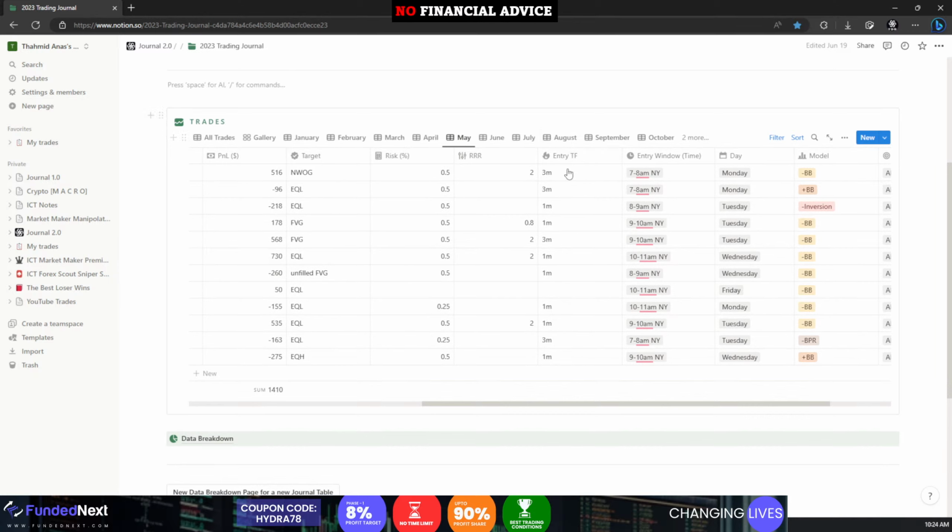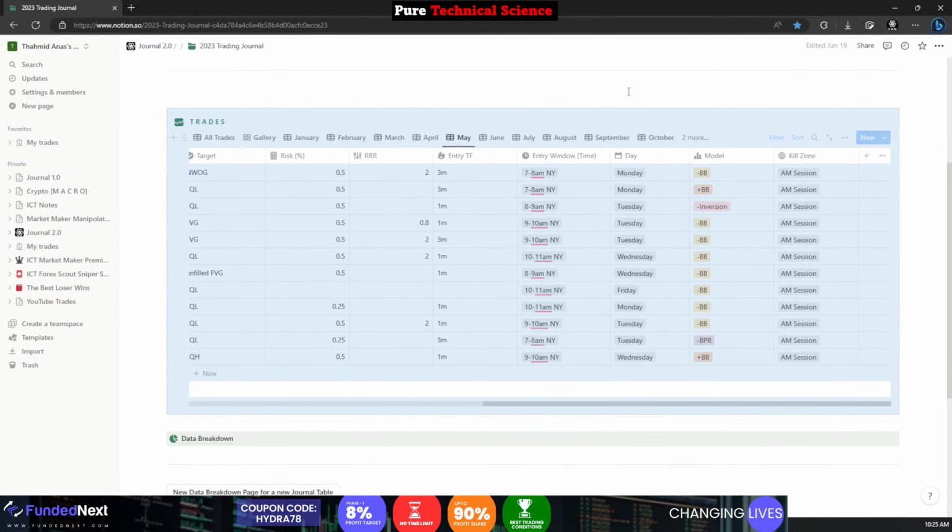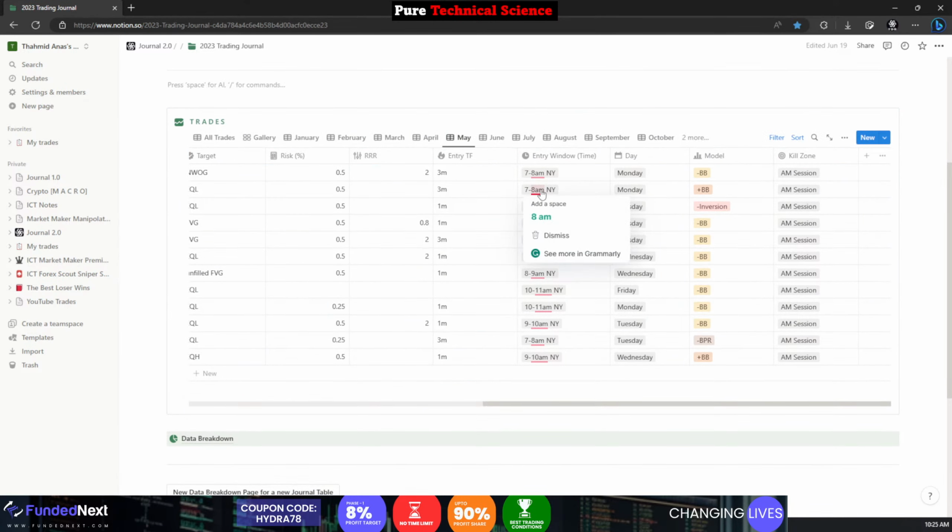The entry time frame, the time frame in which I entered. So as you can see, 3 minute, 1 minute, that's what I do. Then there's the entry window, the time zone I entered, 7 to 8, 8 to 9. All that you can see is AM session, in between the AM session. Then the days, Monday, Tuesday, like this. What model: breaker block, inversion, BPR. That's it. That's how I do it.